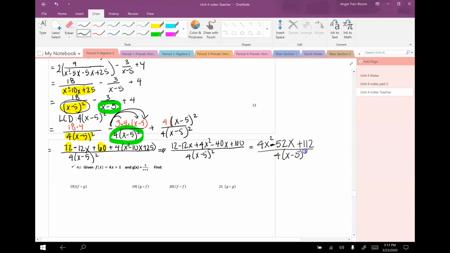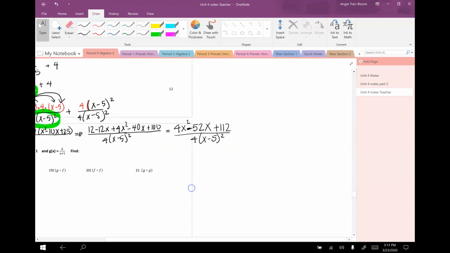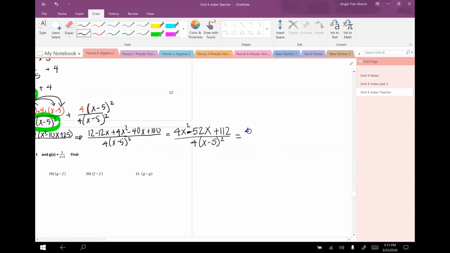Now, you always want to see if you can factor out. If you can factor out 4, then you can reduce with the denominator of 4. So we want to see if 52 is divisible by 4, which is 13. 112 divided by 4 is 28. So our next job is take out the 4. So you have an x squared minus 13x plus 28 all over 4 times x minus 5 quantity squared. Well, these two can be reduced.